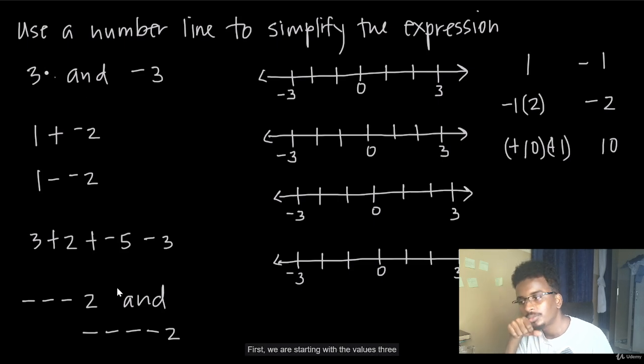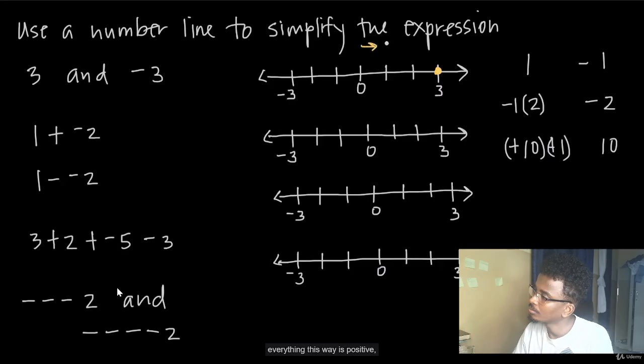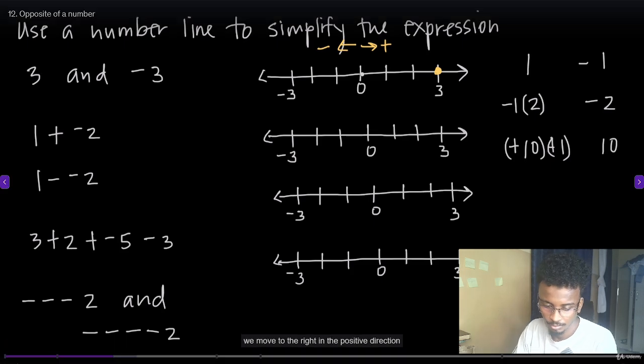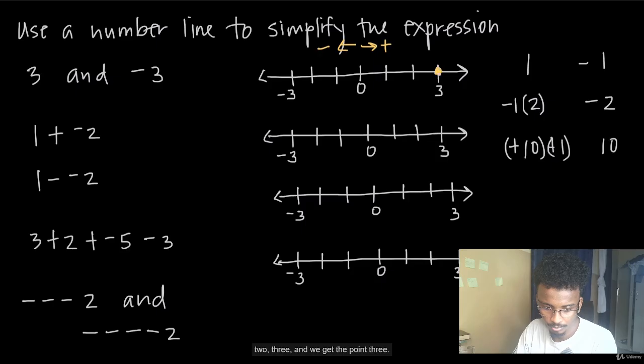First, we're starting with the values 3 and -3. These are just two individual values. If we want to plot 3 on a number line, the fact that this is positive 3 tells us that we start at the origin, 0, and move to the right in the positive direction 3 units. So 1, 2, 3, and we get to this point here, 3. Remember, on a number line, everything to the right is positive, and everything to the left is negative.